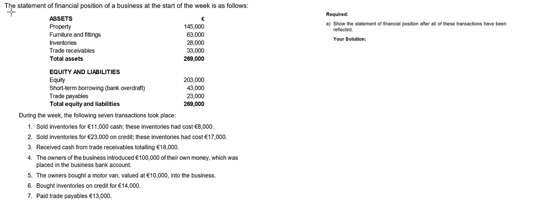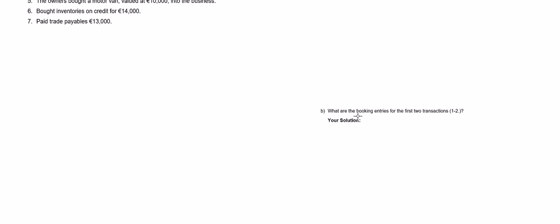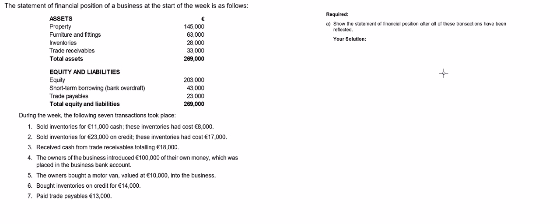Here is about the statement of financial position. There are 7 transactions in here. The question they ask: show the statement of financial position after all of these transactions. And the second one: what are the booking entries for the first 2 transactions? So I will show you the technique for how to answer all of them.